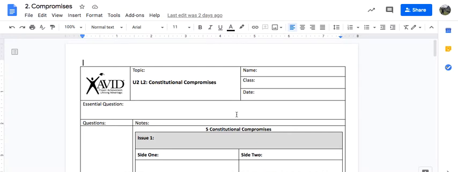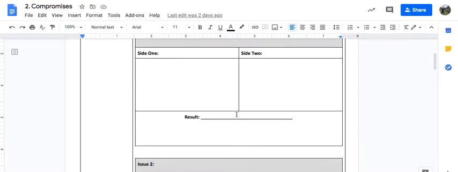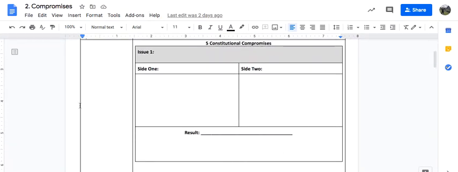So here's the thing about these constitutional compromises. For every single one of them, they have their own box. You see how that looks? I'm going to have the issue slide come up. I'm going to click through here, and then you have side 1. It's going to have a title and some bullets. Side 2 is going to have a title and some bullets, and then there's going to be a result with a title and some bullets.